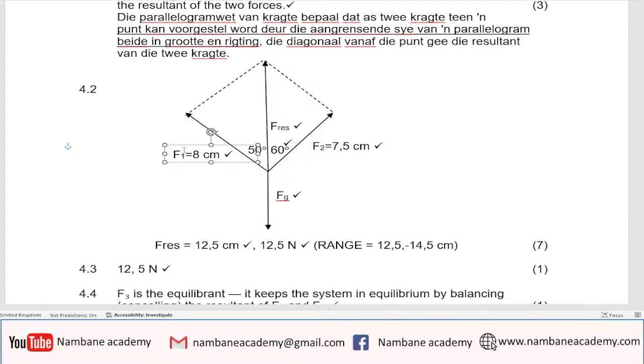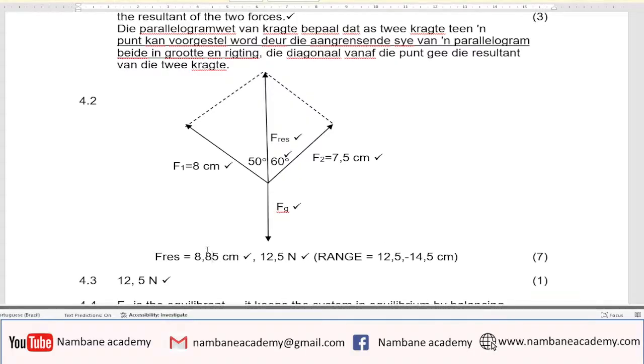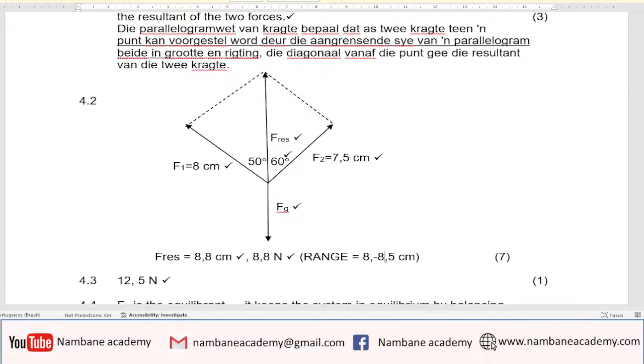The other thing is also that F res is 8.8 newtons. It doesn't work out to 12.5 newtons. 8.8 in that range, sir. 8.8 newtons, which is 8.8 centimeters. They don't conclude to 12.5 centimeters, sir. Yes, or 8.9, I'm not sure. But what I've mostly seen, the learners constructed it to 8 something.